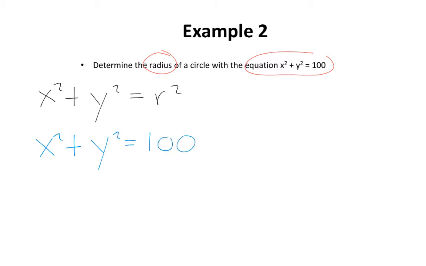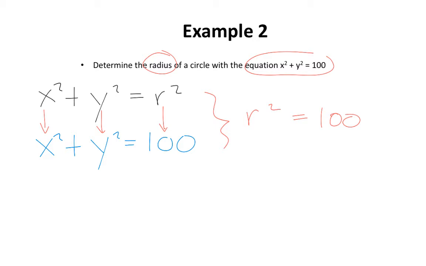You'll notice that several of these terms are exactly the same. The x squareds are the same. The y squareds are the same. However, r squared and 100 are not the same. However, they are equal to one another. So over on the side, I'm going to make a little note for myself. R squared is equal to 100.